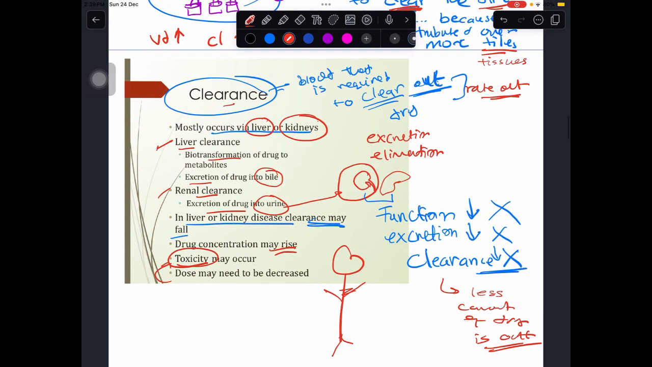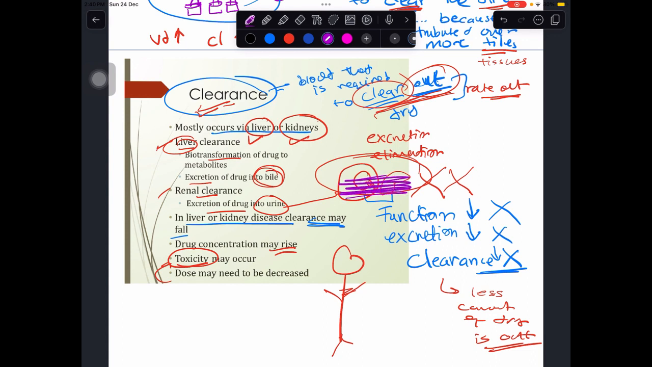So this is pretty self-explanatory. Clearance is the blood required to clear out the drug. Clearing out the drug is happening where? Mostly in the liver and the kidneys, and we mentioned the reason: in the liver there is excretion through the bile, and the clearance in the renal is the excretion through the urine. And we mentioned that in patients where this is not working, the function will decrease, the excretion will decrease, meaning that how much of the drug is cleared out is decreasing because the organs are not working.